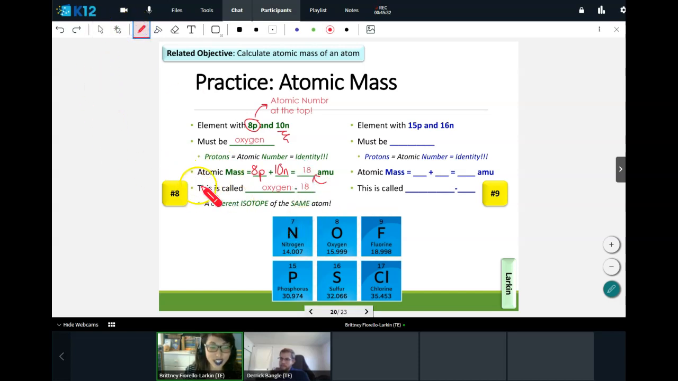So this will be the answer to number 8. Again, identity is oxygen because of its 8 protons. Its mass has changed though now. Now its mass is 18 AMUs. 20 seconds to answer number 8. Again, make sure you check off both of those answers.